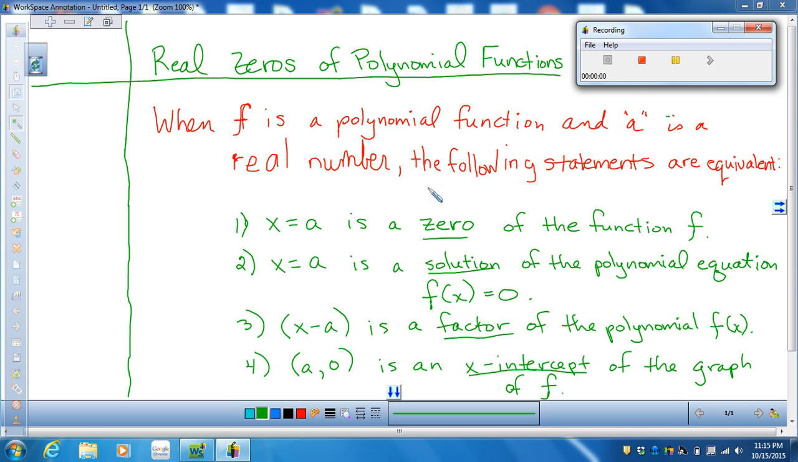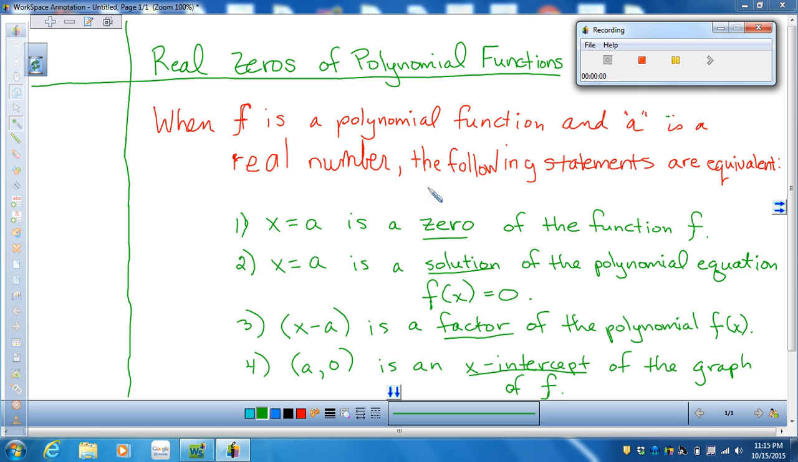When f is a polynomial function and a is a real number, the following statements are equivalent. The first one, x equals a is a zero of the function f. Number 2, x equals a is a solution of the polynomial equation f of x equals 0. Number 3, x minus a is a factor of the polynomial f of x. And number 4, (a, 0) is an x-intercept of the graph of function f.